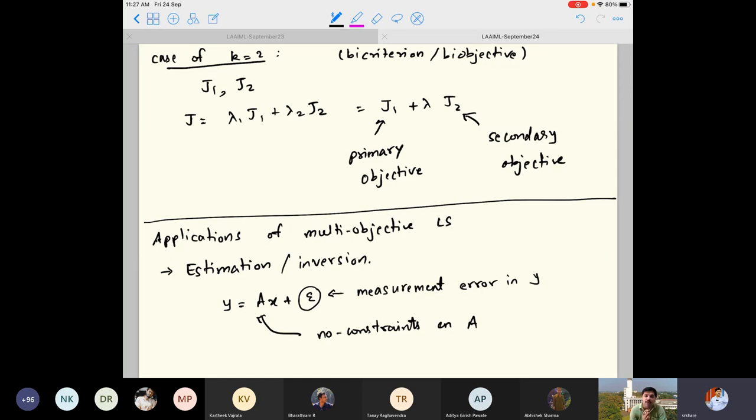If it is full rank, then we know what the solution is. If epsilon is equal to 0, we know what the solution is. But otherwise, this solution is not known. So this problem is called an estimation problem.